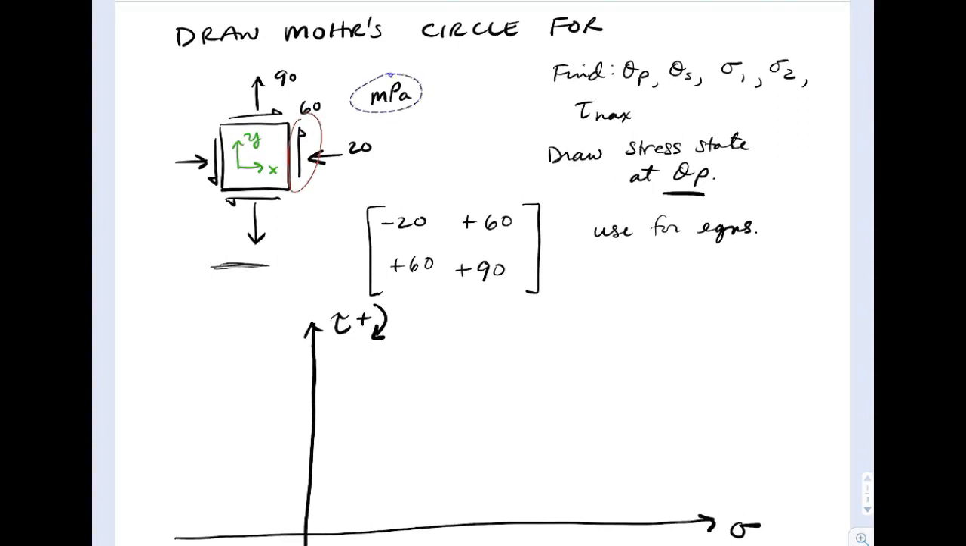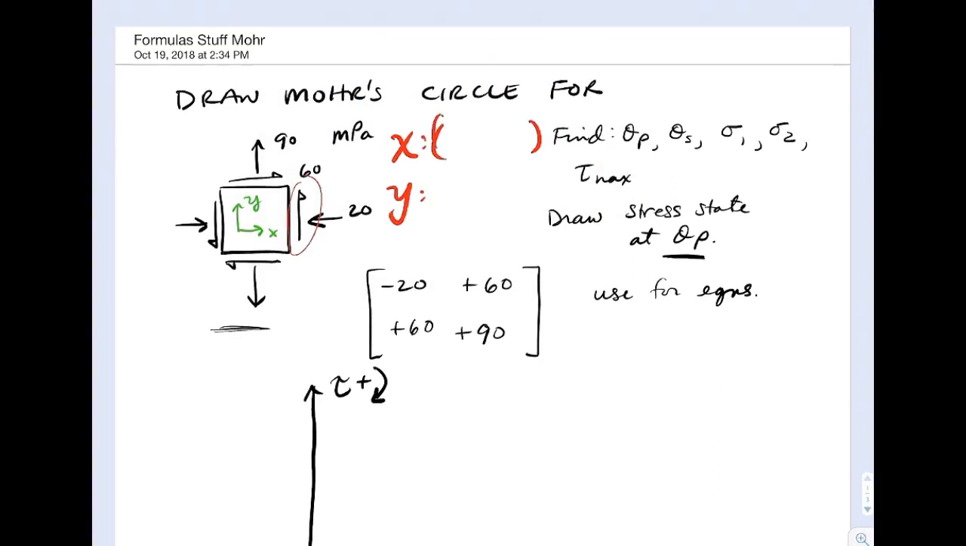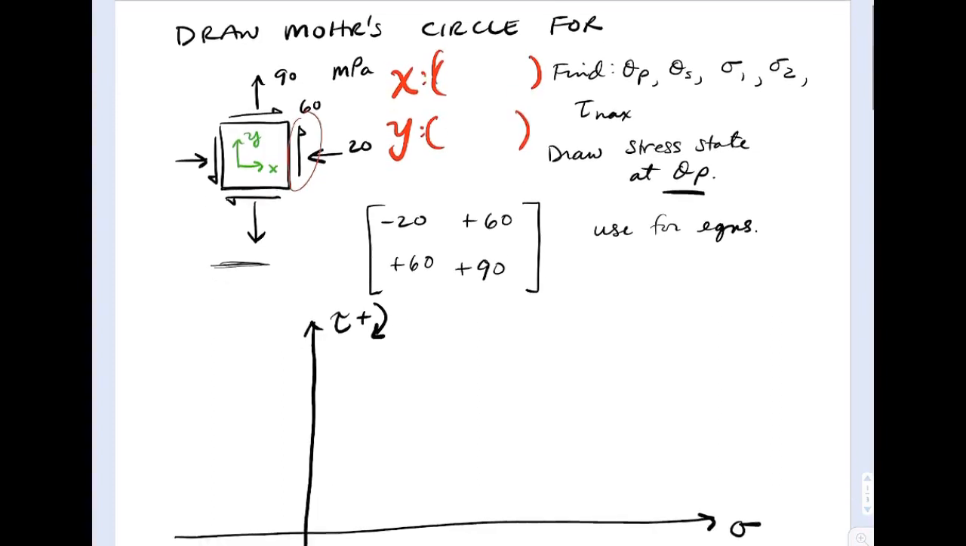So let's go ahead and figure our initial state of stress. To do this, we need an x point and a y point. So in the x, I've got minus 20. On the y face, we've got plus 90. And shear stress. So we look at the positive x face, we've got a shear stress that would be causing the element to rotate counterclockwise. Clockwise is positive on Mohr's circle sign convention, so that would be minus 60. And up here we would have plus 60.